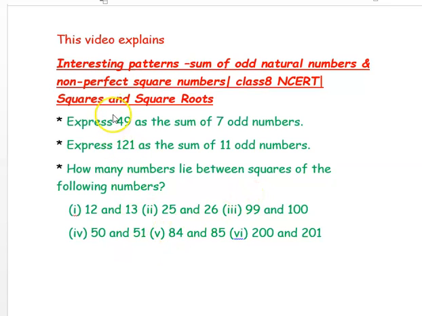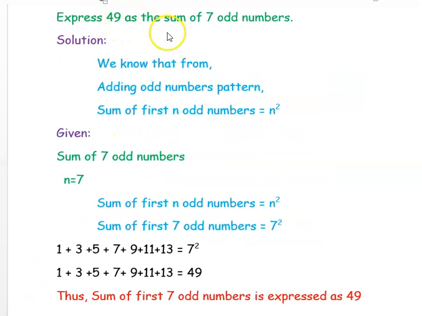In this video, we are going to see a few examples on the next interesting pattern in the sum of odd natural numbers and also on non-perfect square numbers. First question is express 49 as the sum of 7 odd numbers.